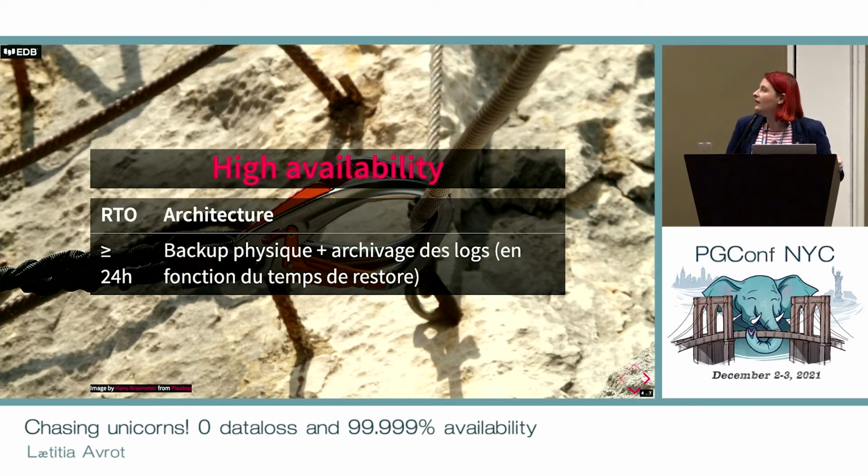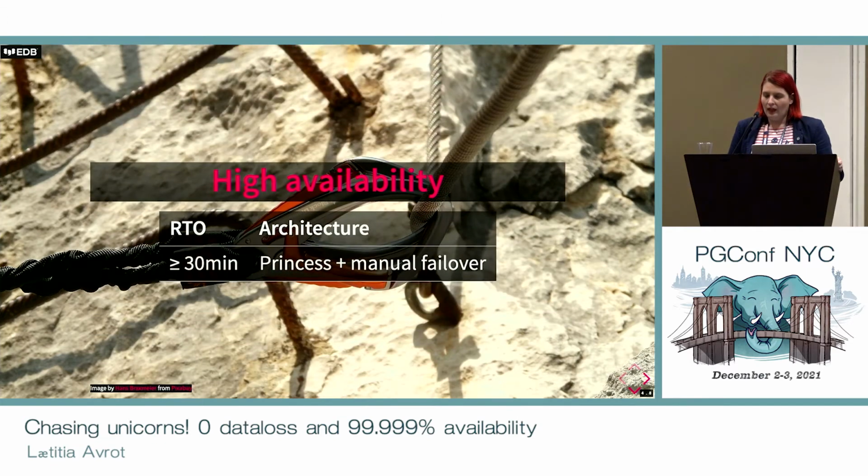But again, you will need to monitor your restoring time. And you will do that by testing your backup, which is a good thing because you should at all times test your backups. If you can't afford more than 30 minutes of disruption, then you will add a princess with manual failover, considering you have a team that can perform the failover in less than 30 minutes.